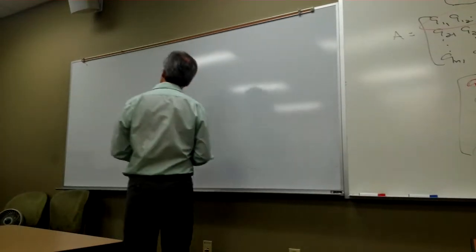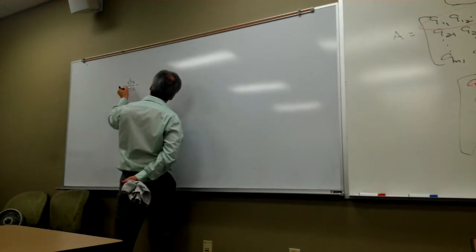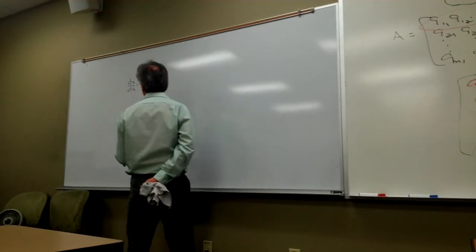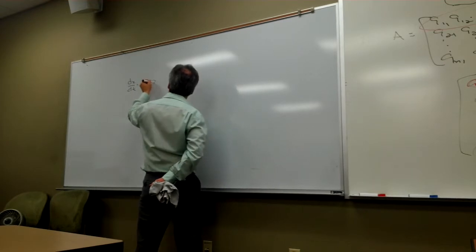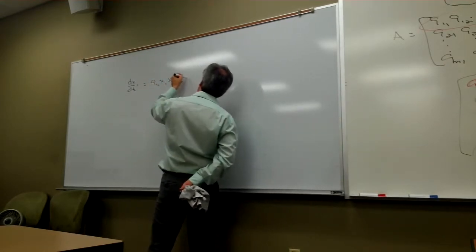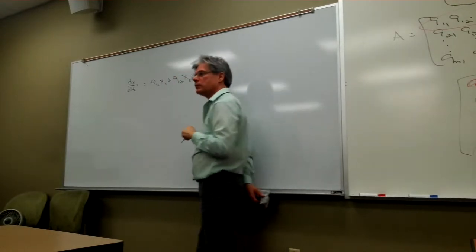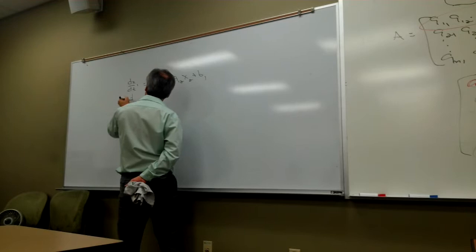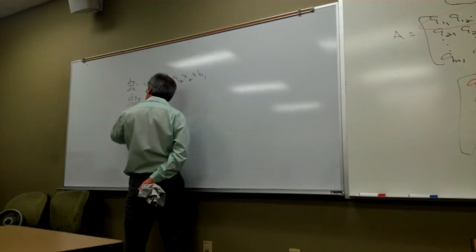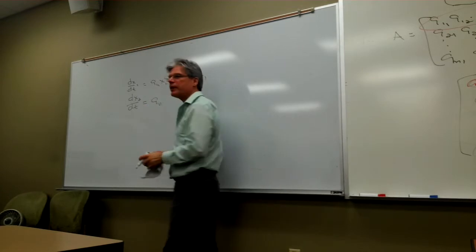What if I told you this? That the derivative of x of 1 with respect to t was equal to, I don't know, how about a sub 1,1 times x of 1 plus a sub 1,2 x of 2 plus, how about a b sub 1? Suppose I had another differential equation, the derivative of x of 2 with respect to time t is equal to a sub 1,1, hold it, everybody.